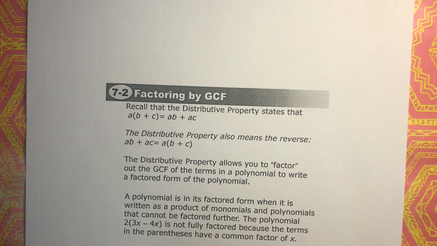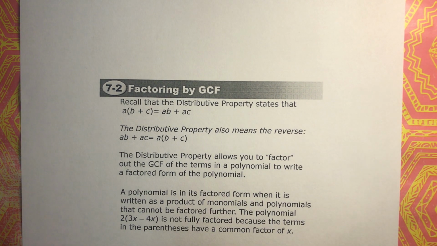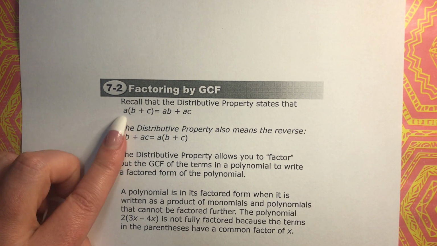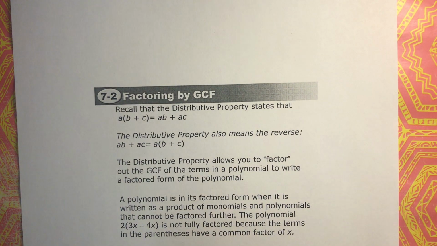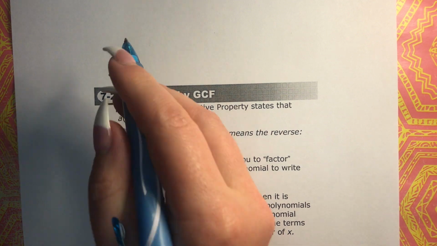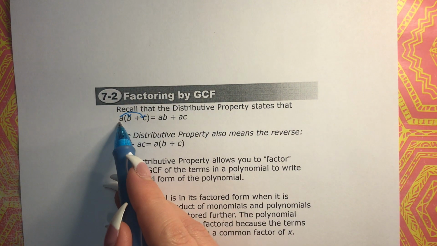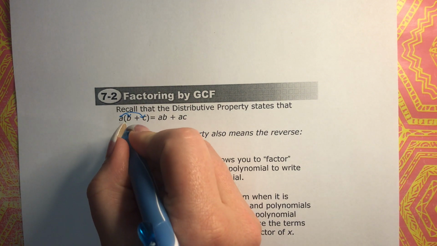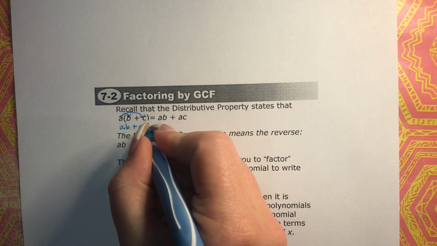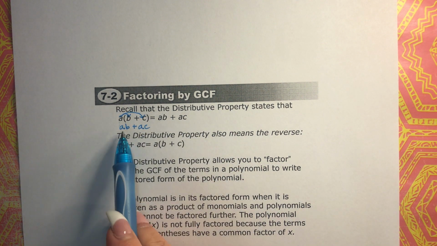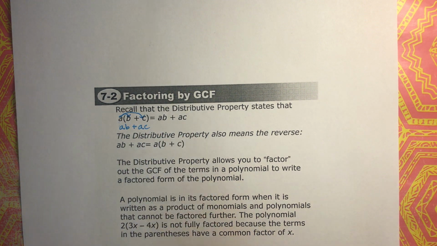So first, recall that the distributive property states that A multiplied by the quantity B plus C equals AB plus AC. Now let's think about that for a second. Remember, whenever we have A, we want to distribute that to both things inside the parentheses. So A times B is just AB plus A times C is AC. That's how we do the distributive property, right? That's how we get AB plus AC.